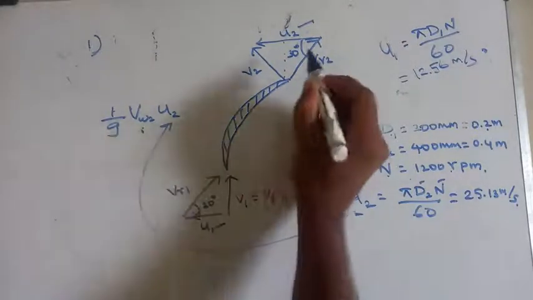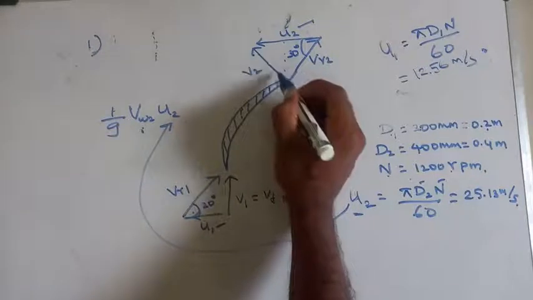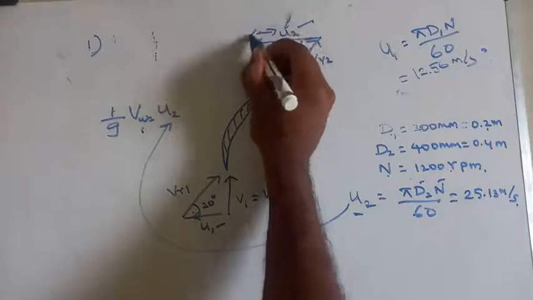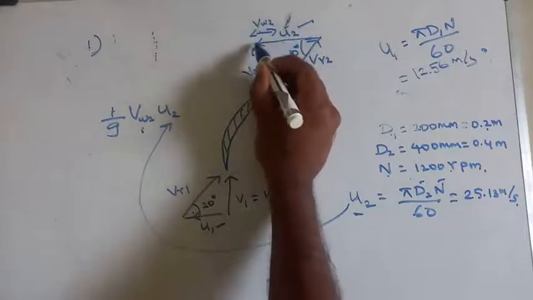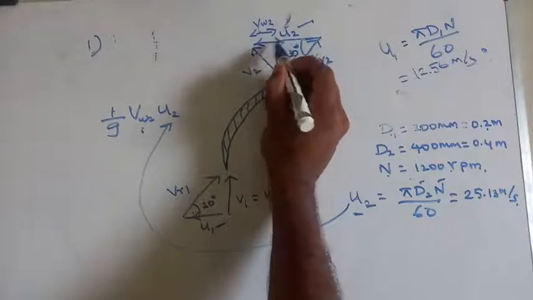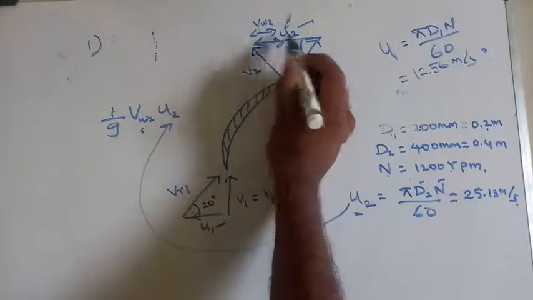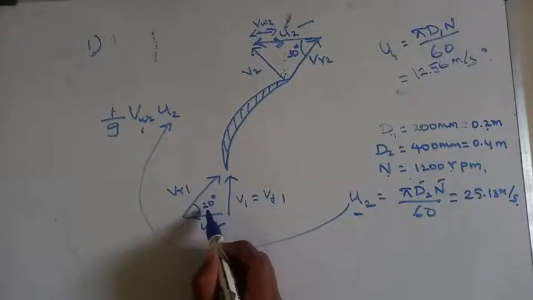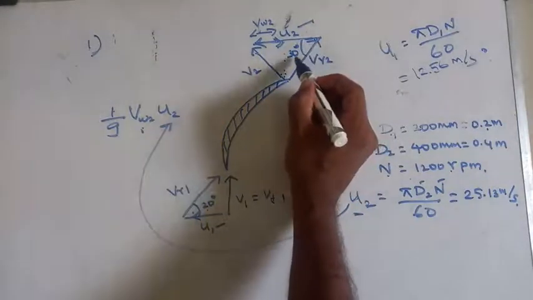For calculating VW2, what is VW2? It's the horizontal component. This is nothing but VW2, and this value is needed. But I know the total U2 value. They are given vane angles at inlet and outlet. Inlet vane angle is 20 degree. Outlet vane angle is 30 degree.